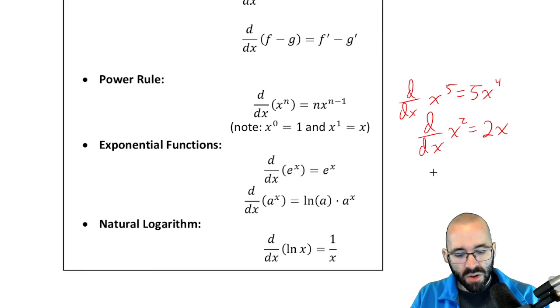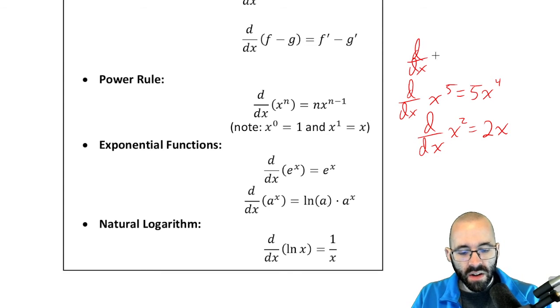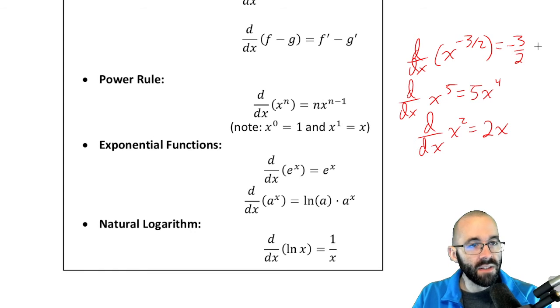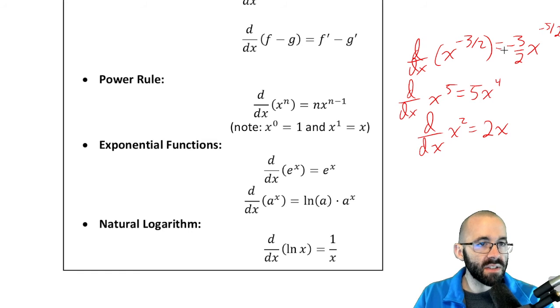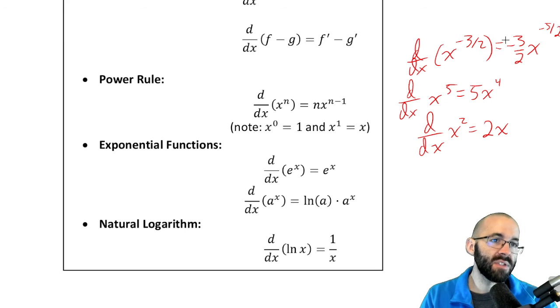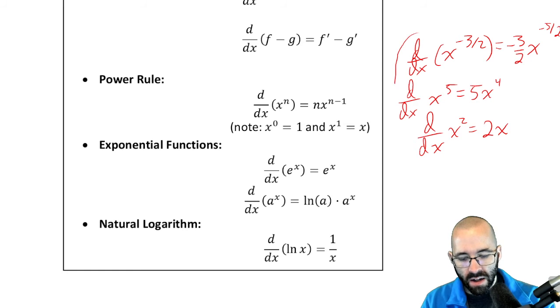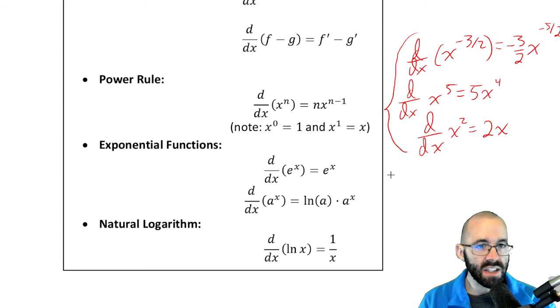And this works with negative exponents too, right? The derivative of x to the, I don't know, negative 3/2, it could be fractions too. The exponent comes down, negative 3/2, and we subtract 1 from the exponent. What's negative 3/2 minus 1? Negative 5/2. Okay. Negative 3/2, we subtract 1, that's 2/2 we're subtracting, so now we have negative 5/2. So this power rule can be seen in different ways. We'll do more examples in the next videos.